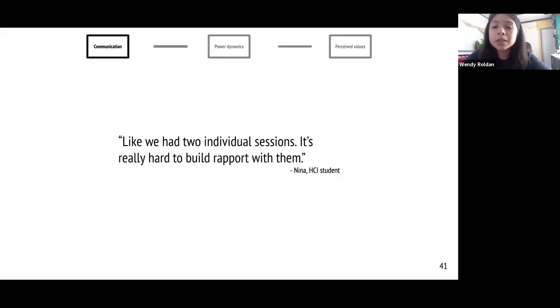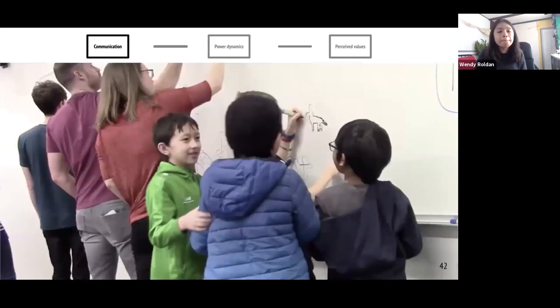So with respect to building rapport, Nina says it perfectly. We had two individual sessions. It's really hard to build rapport with them. And we recognized this before. We knew that it was a challenge to both get to know your user and also get them to build the rapport with them to contribute to your design ideas. And for that reason, in the co-design process, we have time for snack time and circle time before we get to the actual design time.